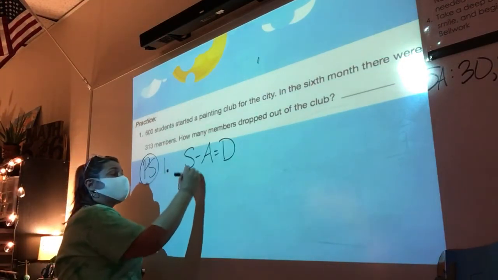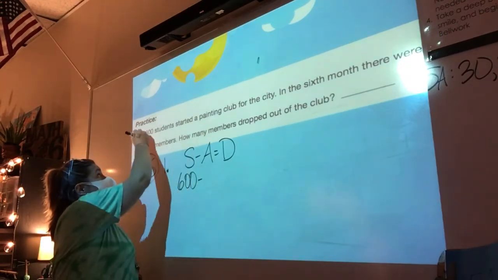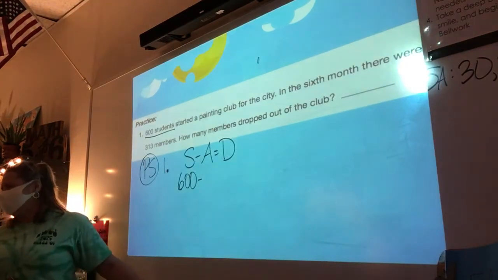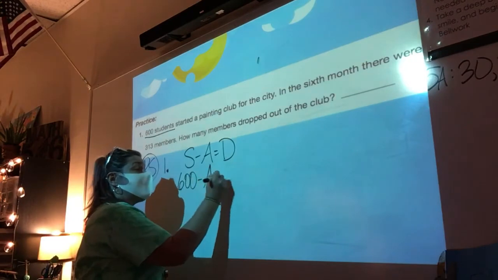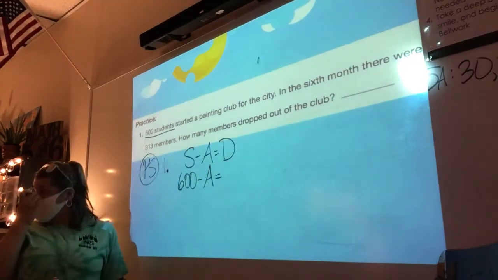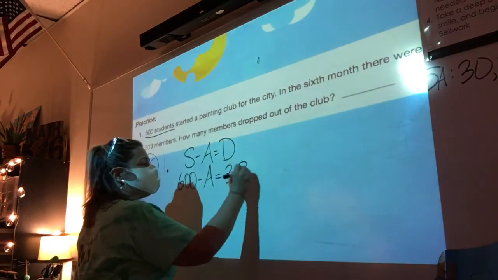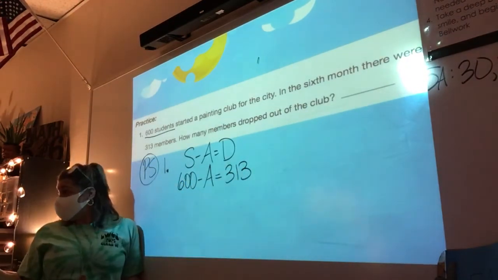So realize we are filling this in with the starting amount. There were 600 students that started it. Do we know how many went away? No, we don't. So we're going to leave that as the A. Do we know how many were left at the end? Yes. The remaining left. Yes, it was 313 members. All right, so now we've got our equation.